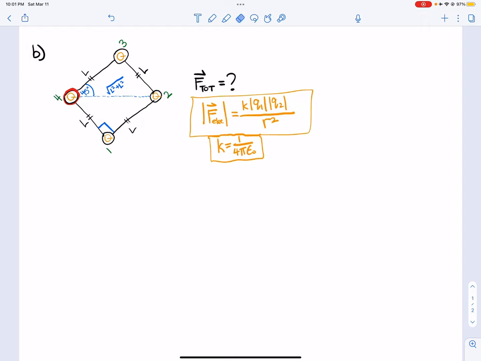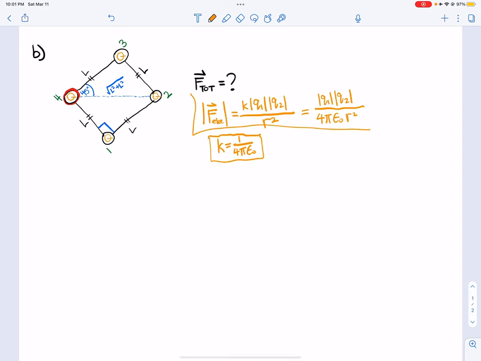So we could substitute K here, the letter K. So this would be equal to Q1 times Q2 over 4 pi epsilon naught R squared, okay? That is also the magnitude of electric force. This is Coulomb's law.